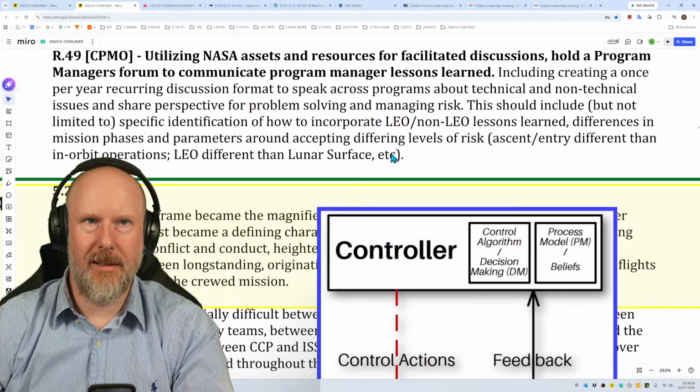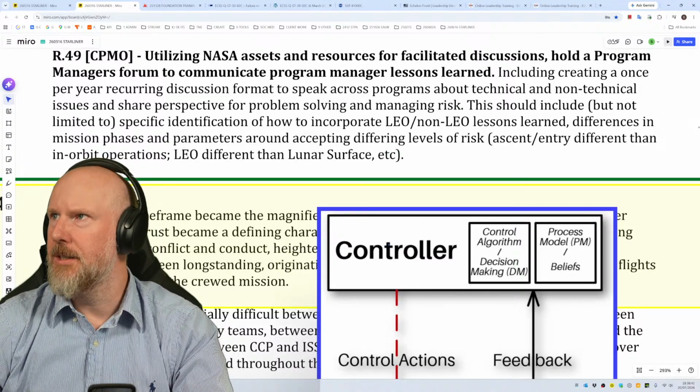Fantastic. Right, so let's keep going. So recommendation number 49, CPMO.